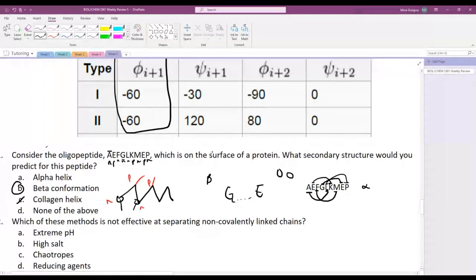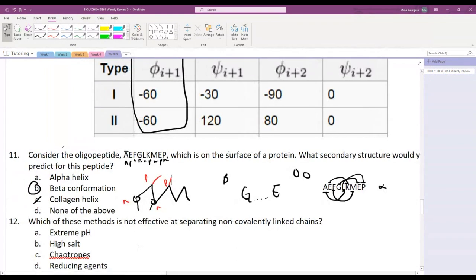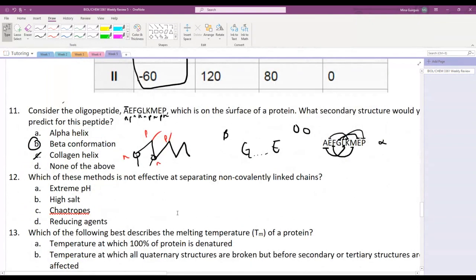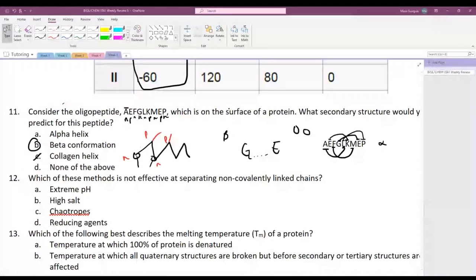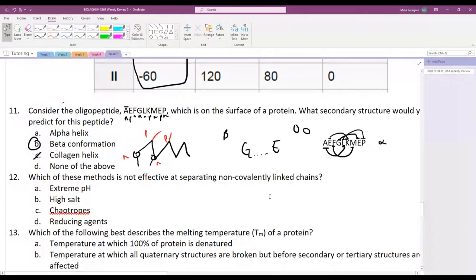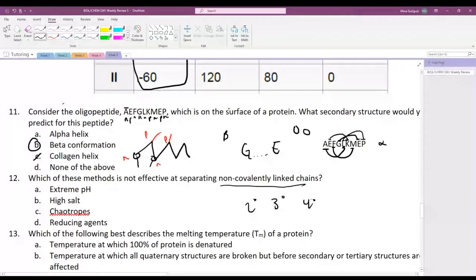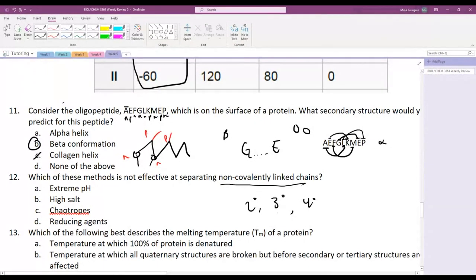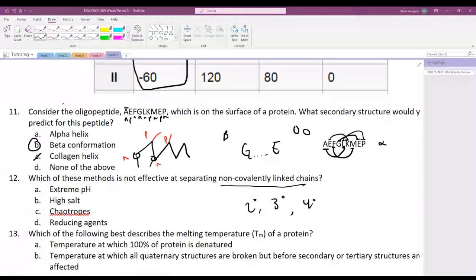Okay, terrific. So this is another question from last week's, just because I think it's really important to keep in mind, especially because the end of chapter 6 talks a lot about energy. What this question is asking, in a ton of words, is which of these non-covalently linked chains means secondary structure, tertiary structure, quaternary structure. In other words, which of these does not denature proteins? What do you guys think?